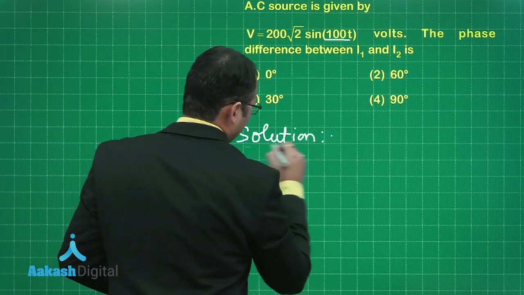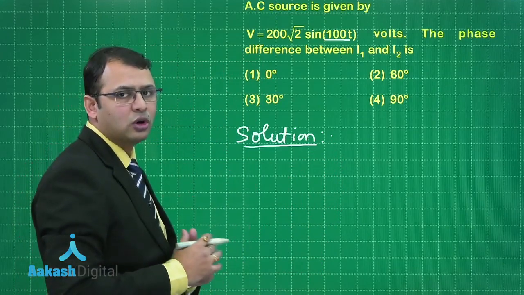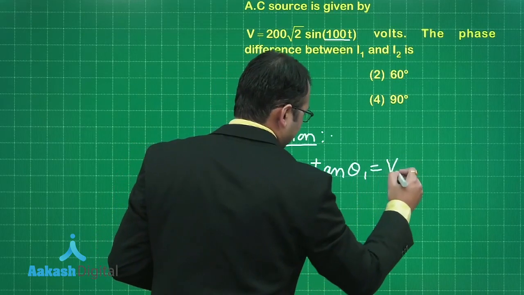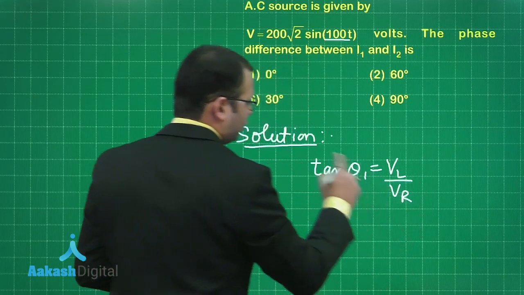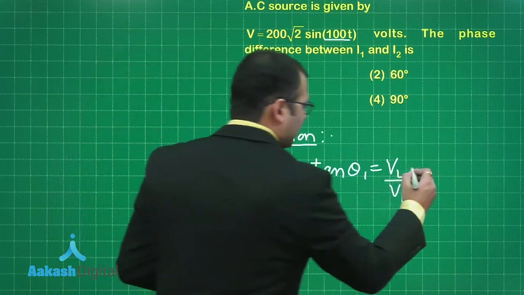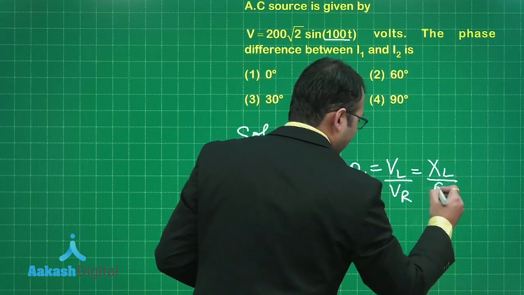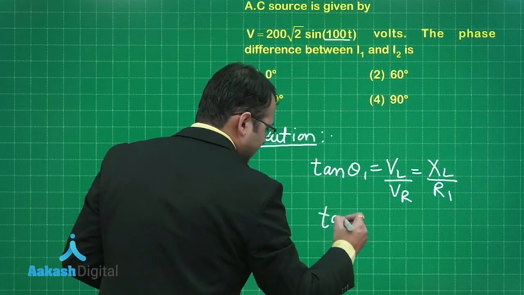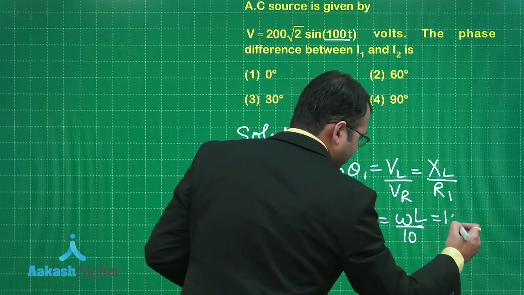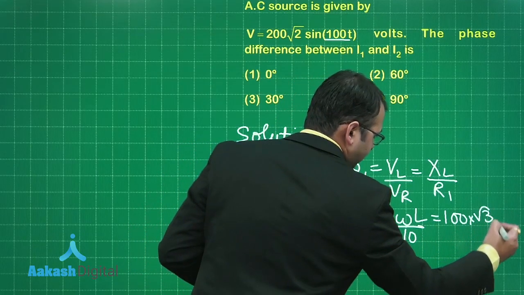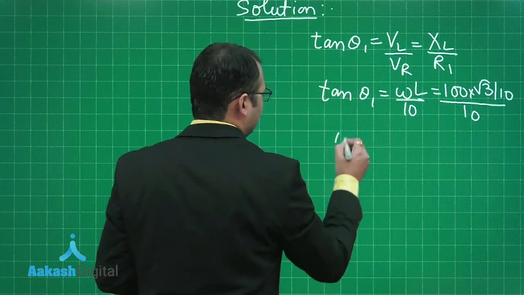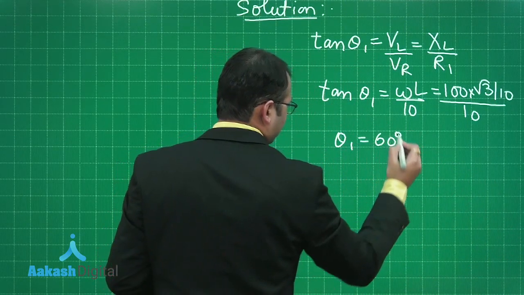So in this case, as per the phasor diagram, we take the potential as the common base. For case 1, that is the case of the inductor, VL by VR would give the phase difference between the potential and current in the case of LR. So here I will also write it as XL by R1. What would be the value of XL? It is simply omega L, divided by 10. Put in the values here, you will get root 3 by 10 divided by 10. So clearly you will find that the phase difference value theta 1 would be 60 degree, right?